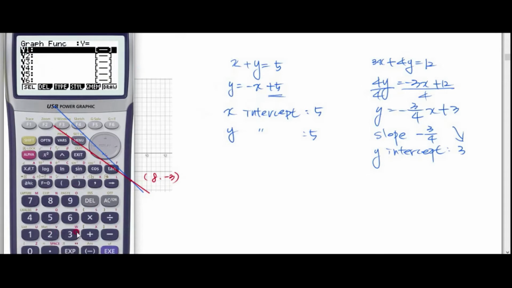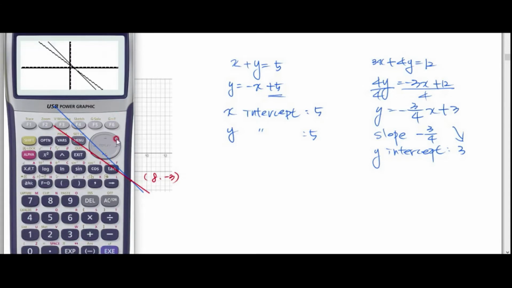So y equals negative x plus 5, but there's already y. Let's just write minus x plus 5. EXE, and the second graph, negative 3/4 x plus 3. And then EXE again. Now let's try. Then press G-Solve, which is F5. Let's click this intersect right here. And then it shows us that x is 8 and y is -3. Like this, we can find out that the point of intersection is 8, -3.